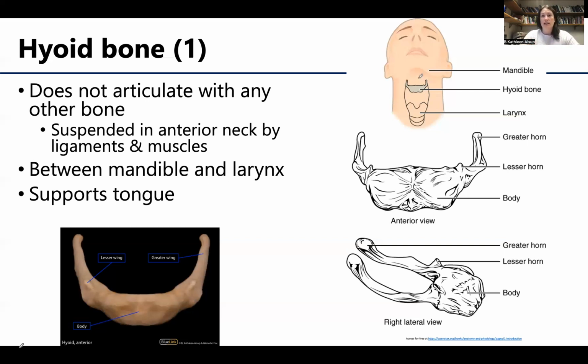You can see here again, it's between the mandible, which would be right here, and the larynx, which is right here. So it's kind of this in between. And it'll also play a role in terms of supporting the tongue and kind of moving the hyoid out of the way in order to allow things to move through the gastrointestinal system or in terms of air. And it looks kind of like this wing-shaped bone.